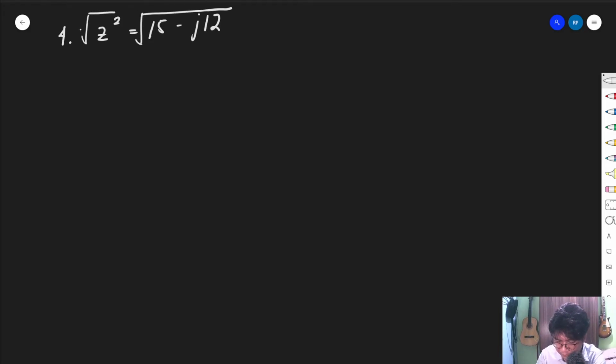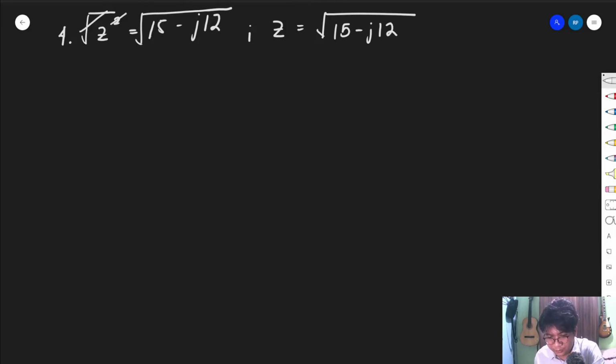No? So, makakancel to. Therefore, z is equal to square root of 15 minus j12. Okay? So, ito yung bago nating equation, no? So, para mahanap natin yung value ng z. Okay? So, next, okay, anong gagawin natin?